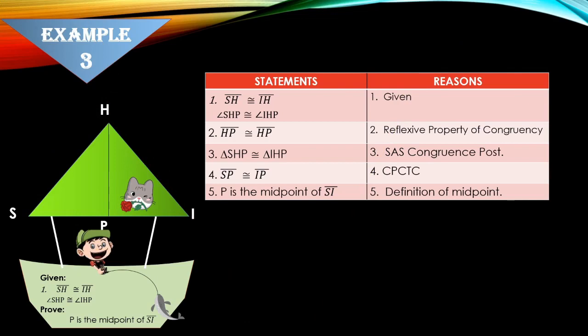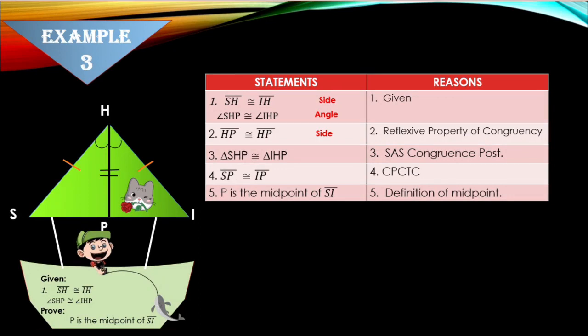Example number 3. Given segment SH is congruent to segment IH. Angle SHP is congruent to angle IHP. Prove that P is the midpoint of segment SI. Statement number 1. Segment SH is congruent to segment IH. Angle SHP is congruent to angle IHP. Reason: given. Segment HP is congruent to segment HP by reflexive property of congruency.